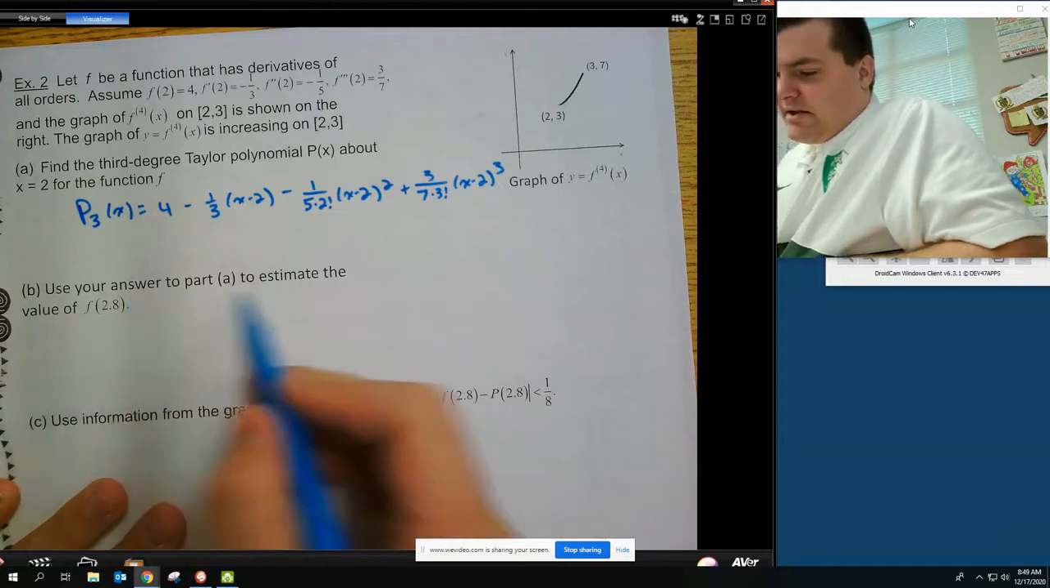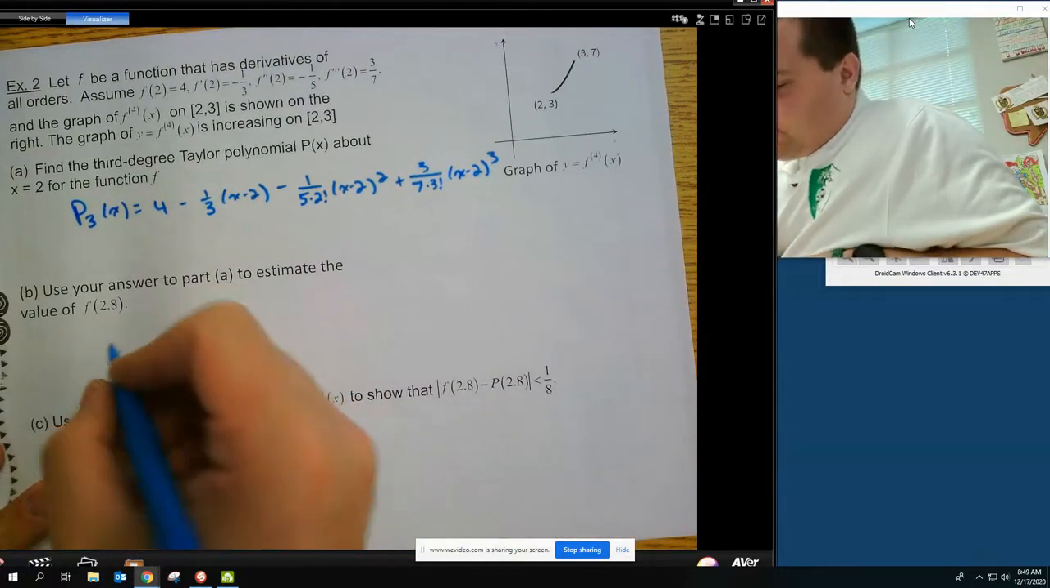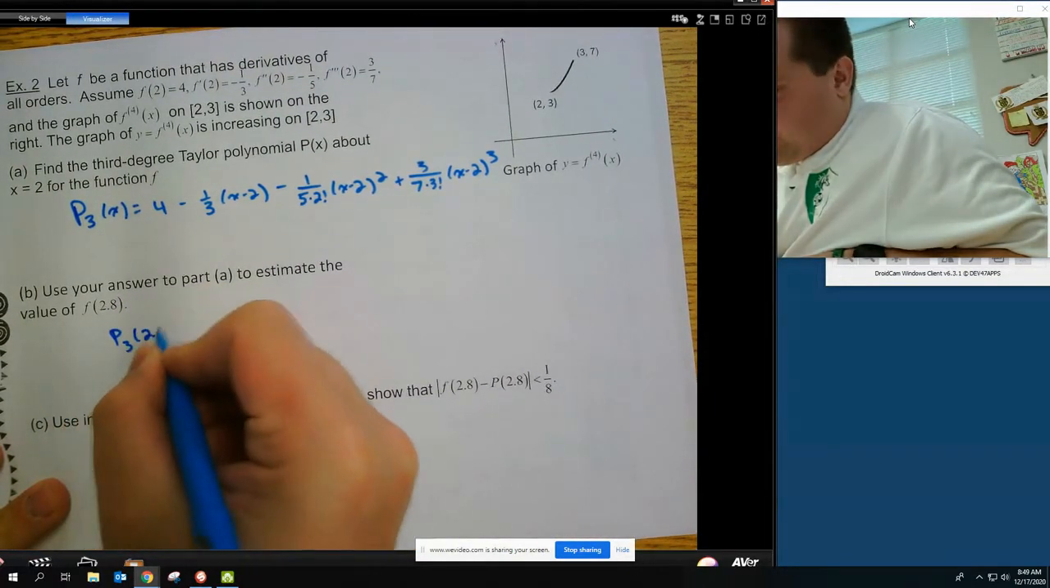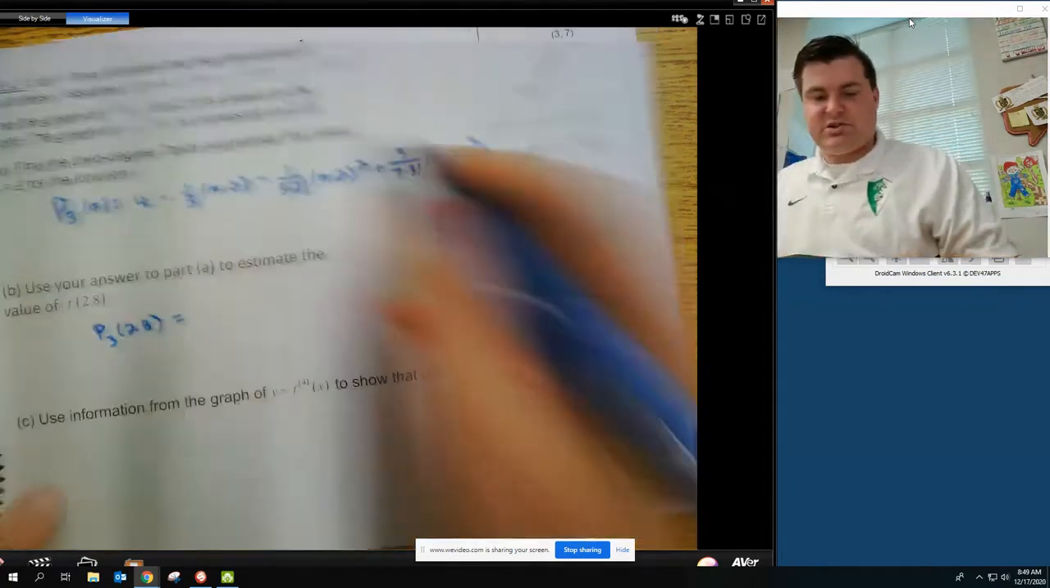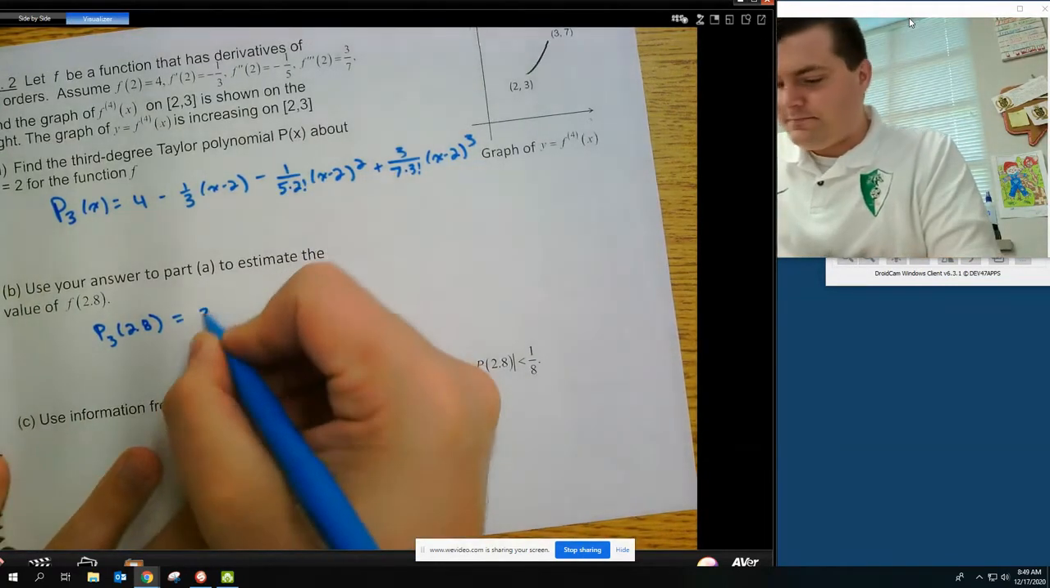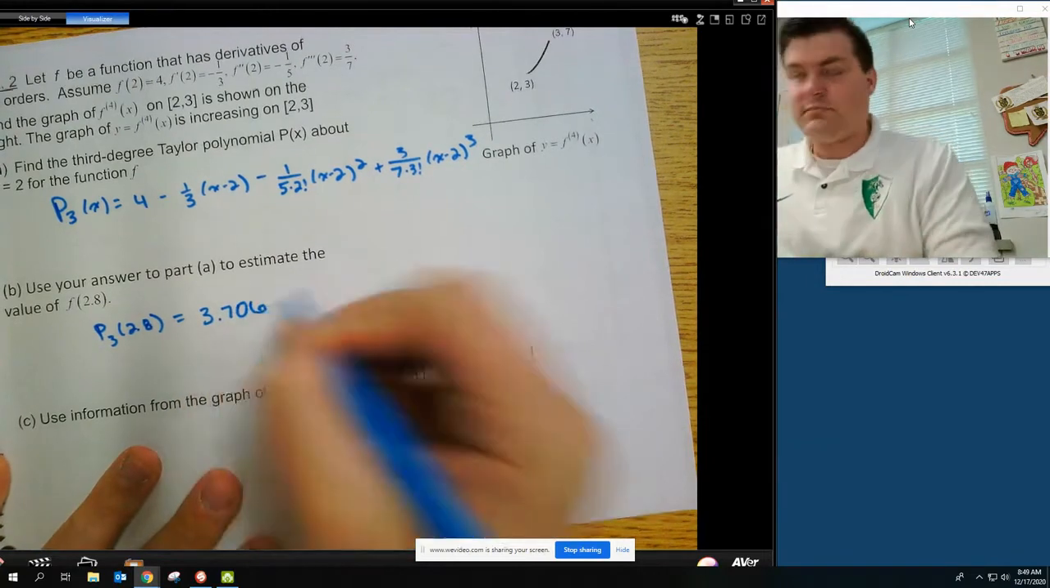Use your answer in part A to estimate the value of f of 2.8. So I'm going to plug in 2.8 here. Let's just pretend I do that, to save some time.